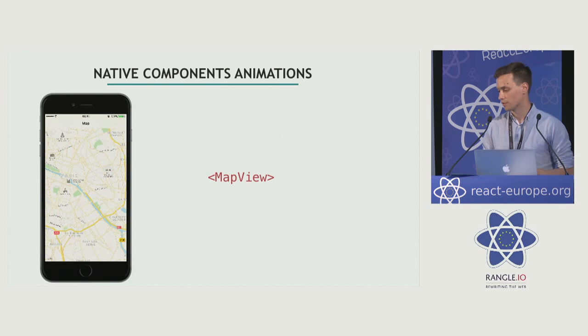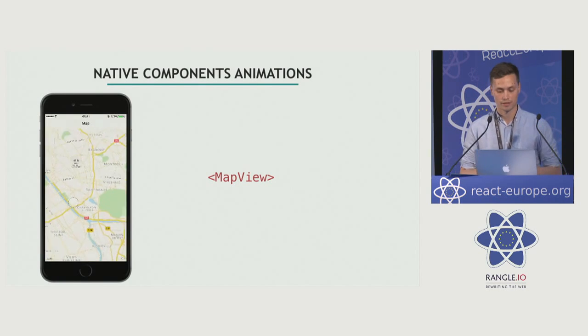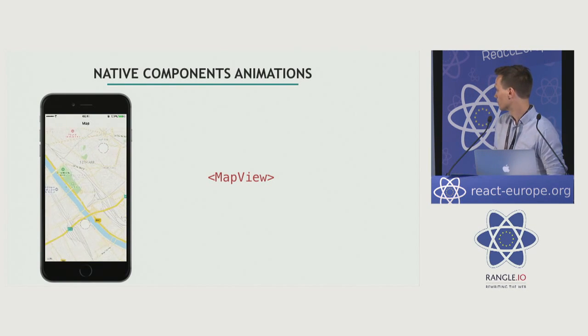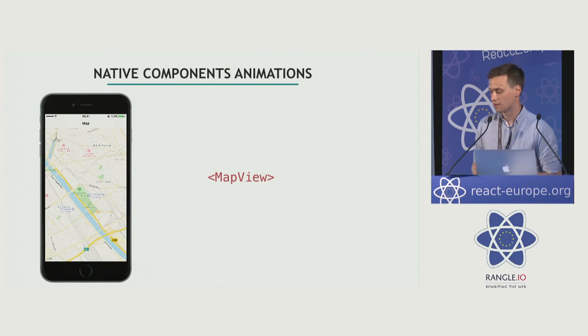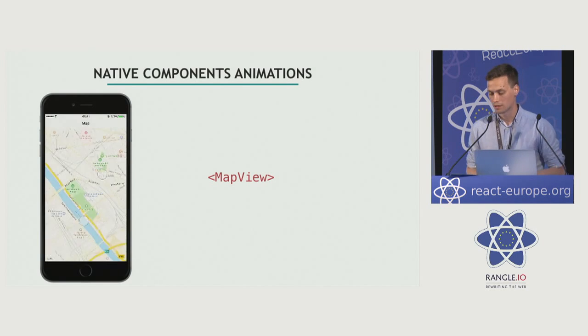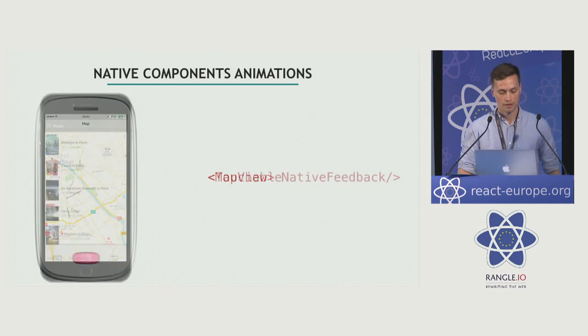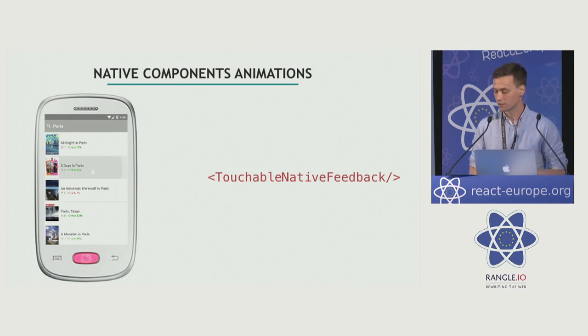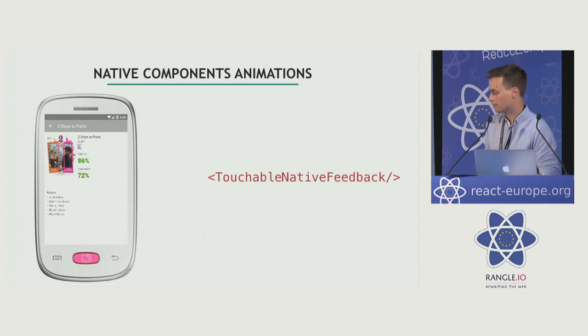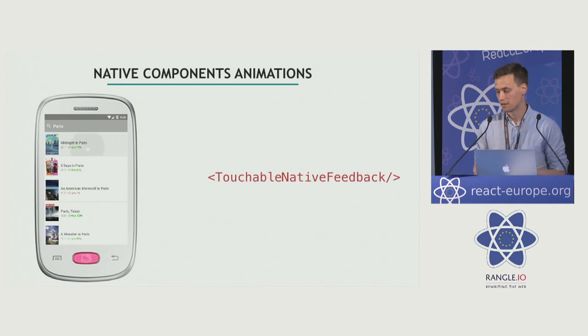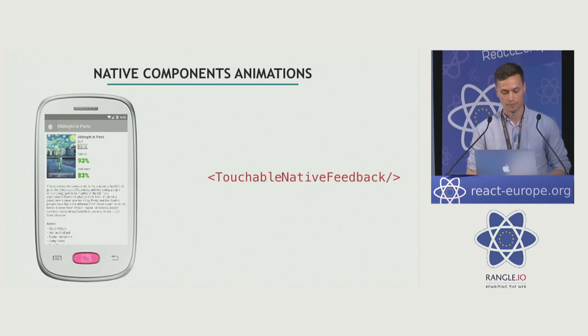Another example is the map view. It also has these types of animations available out of the box. When you zoom in, some things appear, and when you zoom out, some things disappear, and so on. There are some components like that on Android too. For example, the ripple effect is running on native. This is just a native component that renders that animation when you hold your finger on a button.